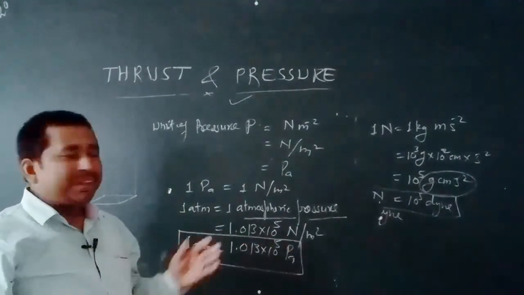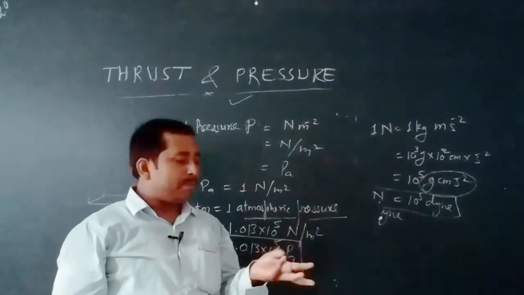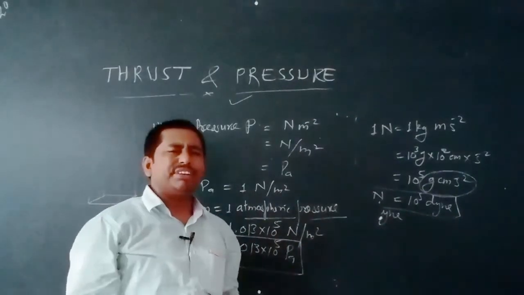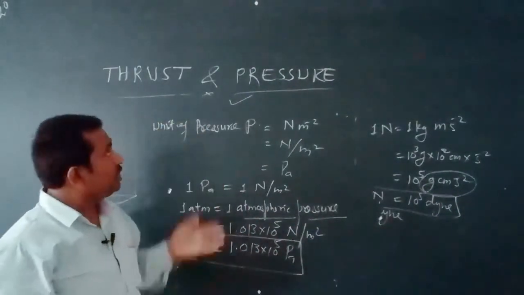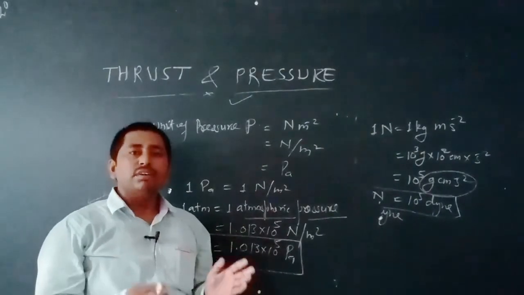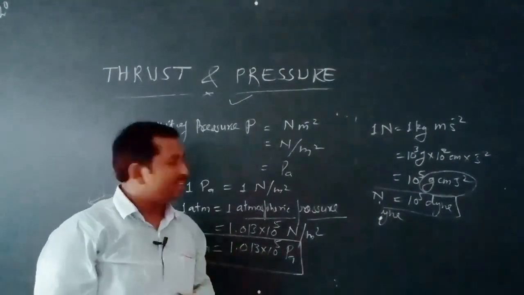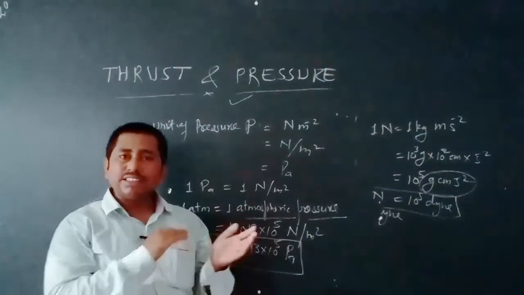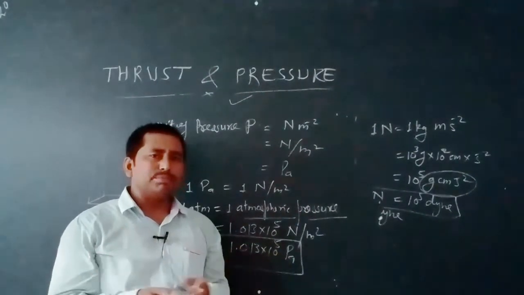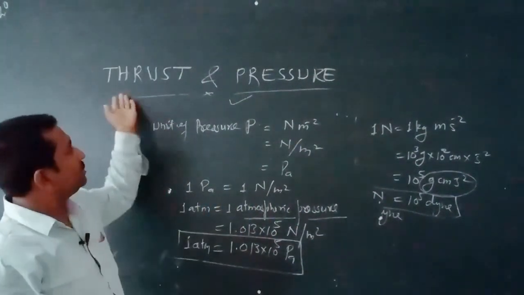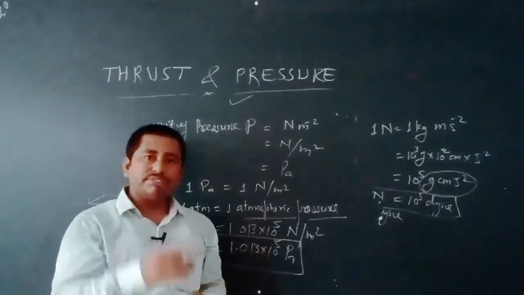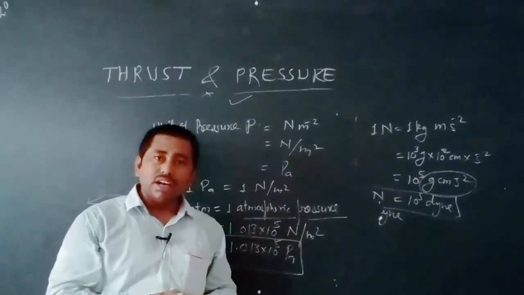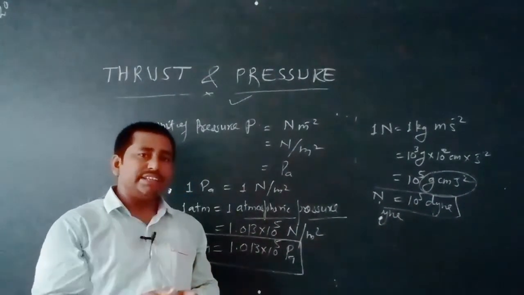Now there are so many different units of pressure. There is bar, torr, mm of Hg. So there are different kinds of units of pressure also, which we will discuss in our next lecture. Before discussing these, let us solve some numerical problems based on the concept of thrust and pressure. Some different examples are given in your NCERT textbook. So solve those examples and also solve some text questions.